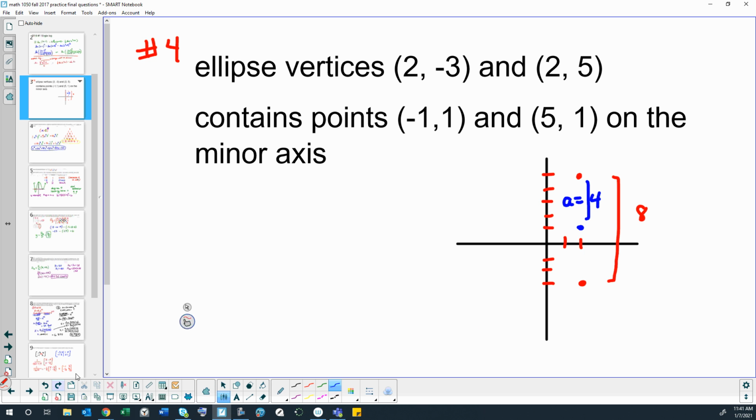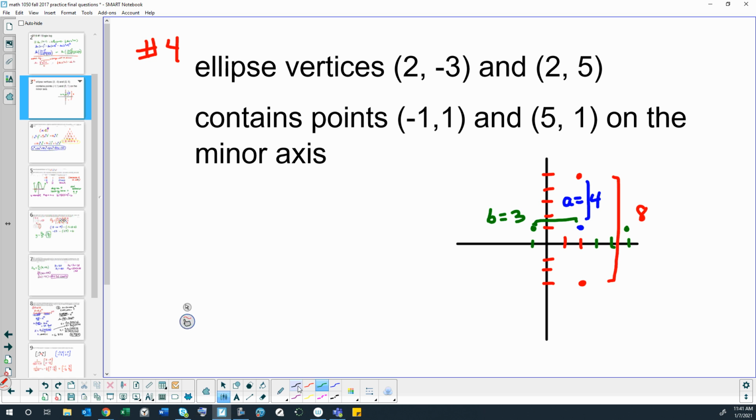Right. So then our other dimension would be at -1, 1 here, and +5. So 1, 2, 3, 4, 5. So there's the minor axis. So that tells us, if we go from -1 to 2 and then 2 to 5, that our value in here is 3. Right?